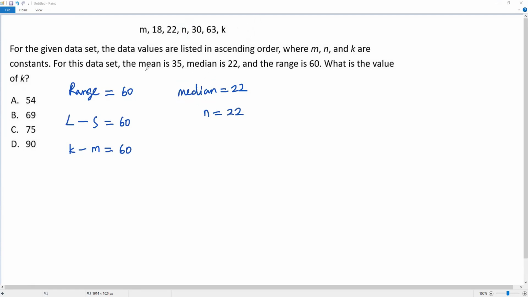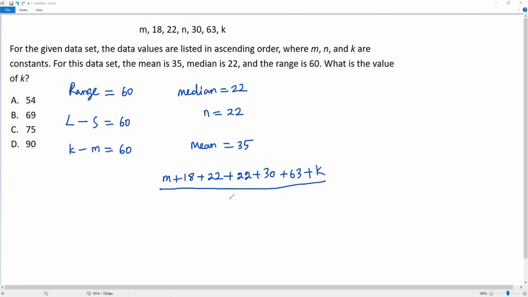Now let's consider the last measure, that is the mean. Mean equals 35. To get the mean of the given data set, we have to add all the 7 values over here and divide by the number of values, that is 7. Then we have m plus 18 plus 22 plus n. Actually, for this n we already got the value, that is 22. Let's plug in 22 for n, plus 30, plus 63, plus k. I added all the 7 values of the given data set. Now it has to be divided by the number of values given, that is 7. So this represents the mean. On the right side, we can take this 35 as it is.